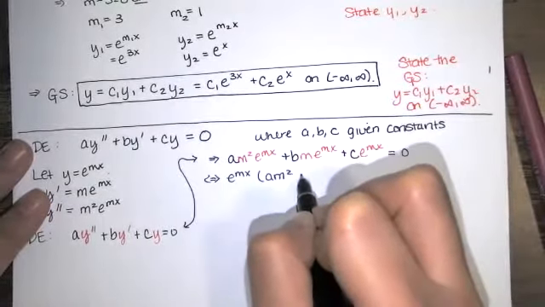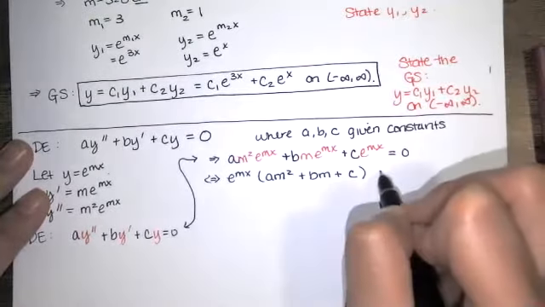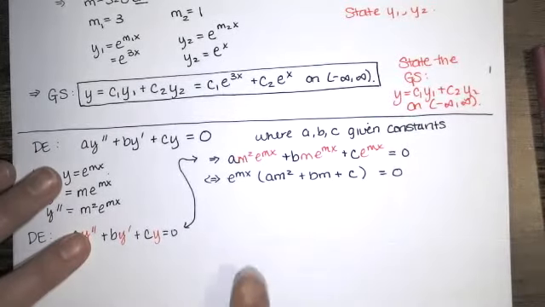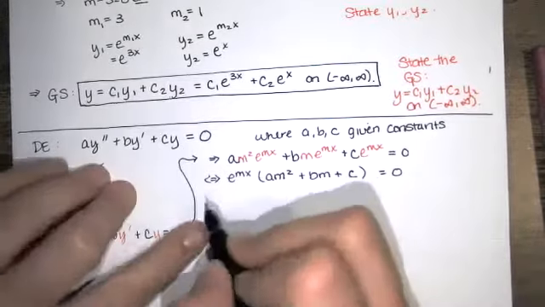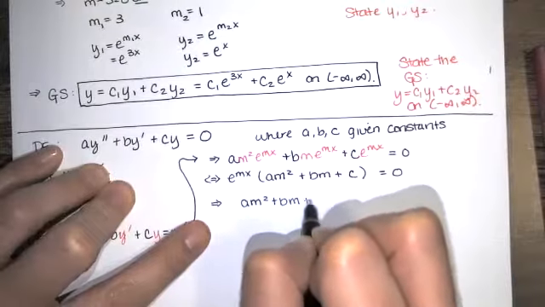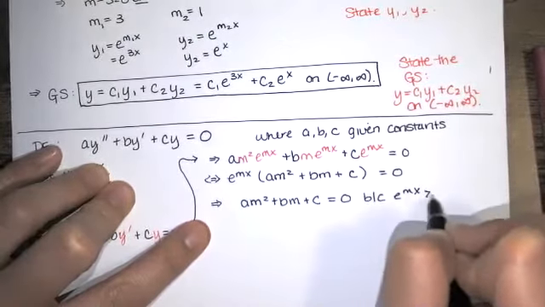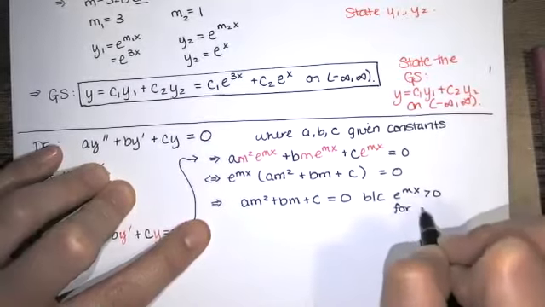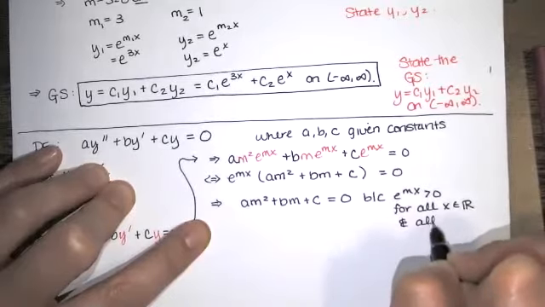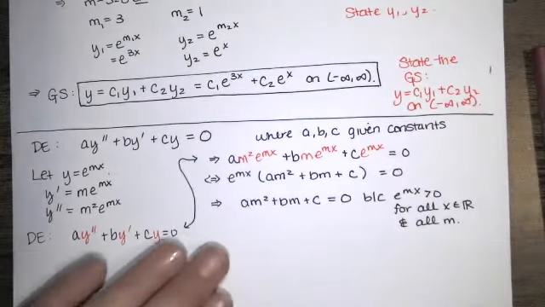a m squared, that's the first constant, plus b m, that's the second constant, plus c, that's the last constant, times e to the mx must be 0. Well, e to the mx is never 0, so the only way that happens is if a m squared plus b m plus c equals 0. This is called the characteristic equation.